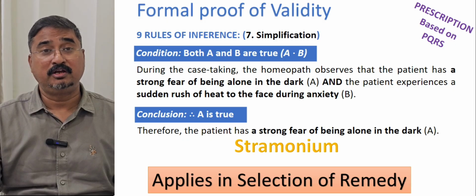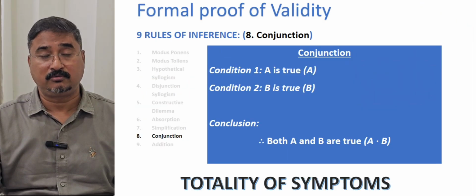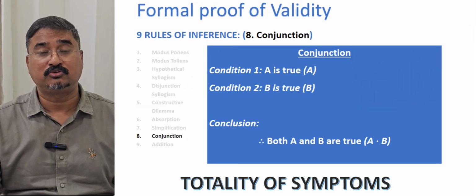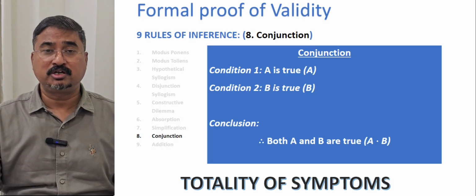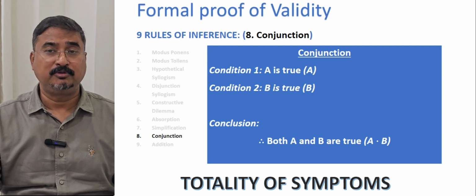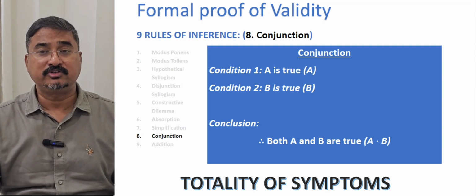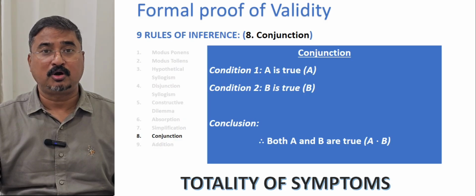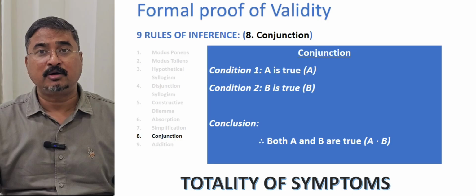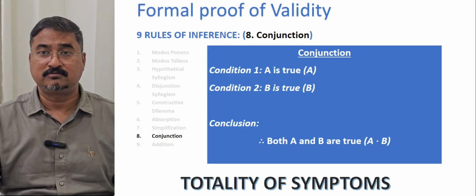Now, the eighth of the nine rules of inference is conjunction. Importantly, this rule is the logical inverse of the seventh rule, simplification, that we just covered. While simplification breaks a compound statement down into its parts, conjunction builds parts up into a compound statement.